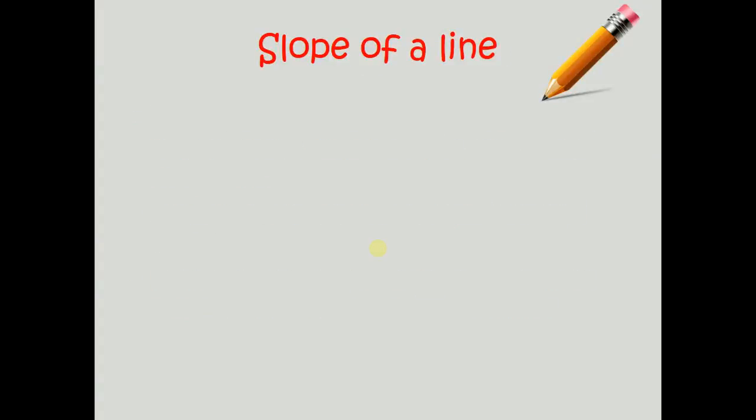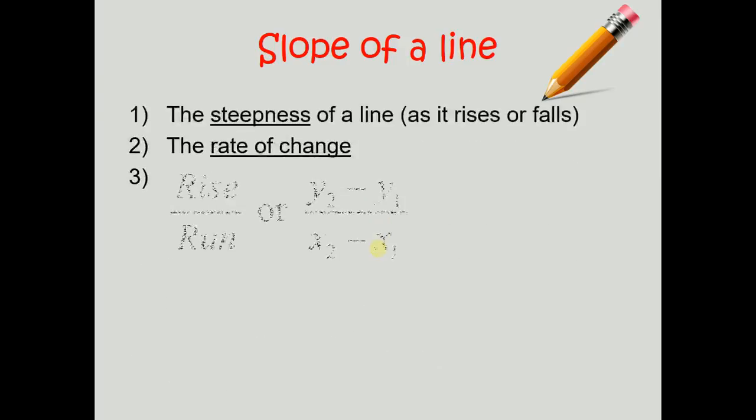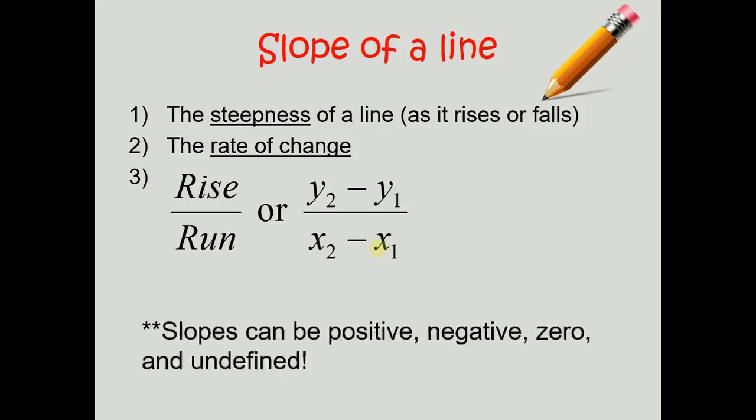Now, this is not new stuff. This is pretty old hat, but let's just make sure we know what we're doing here. Now, there's a couple ways that we have found slope. Either it's the steepness of the line as it rises or falls, that's what technically it is, or it's called the rate of change. So the change of the rise over the run, usually you'll be hearing that, or change of y over change of x. That is the y2 minus y1 over x2 minus x1, if you remember doing that. Now, slopes can either be positive, negative, 0, or undefined.